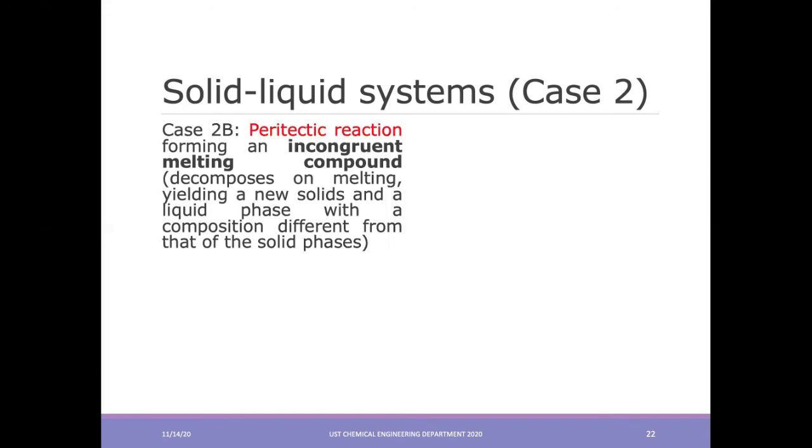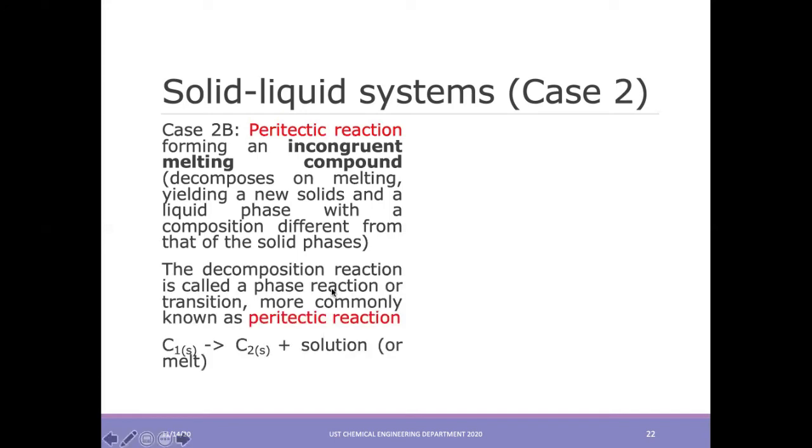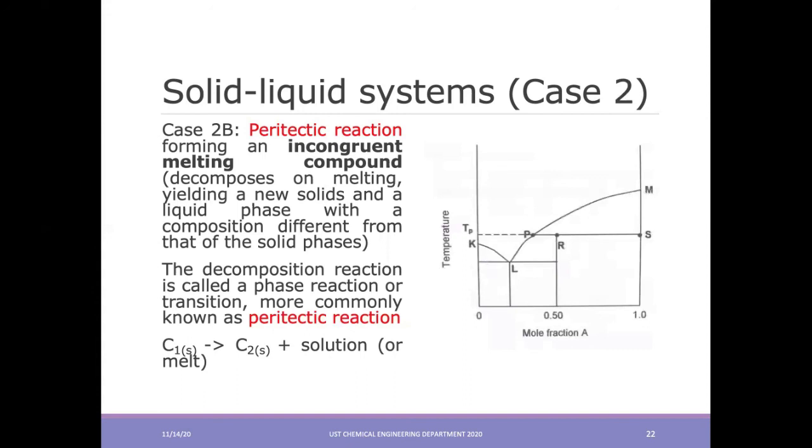The incongruent melting compound decomposes on melting. It yields a new solid and a liquid phase with a composition different from that of the solid phase. The decomposition reaction is called a phase reaction or transition, more commonly known as the peritectic reaction. The reaction occurs at a temperature known as the peritectic or the transition temperature. The temperature remains constant as long as all phases involved in the reaction are present. When one of the phases disappears, the temperature will change.